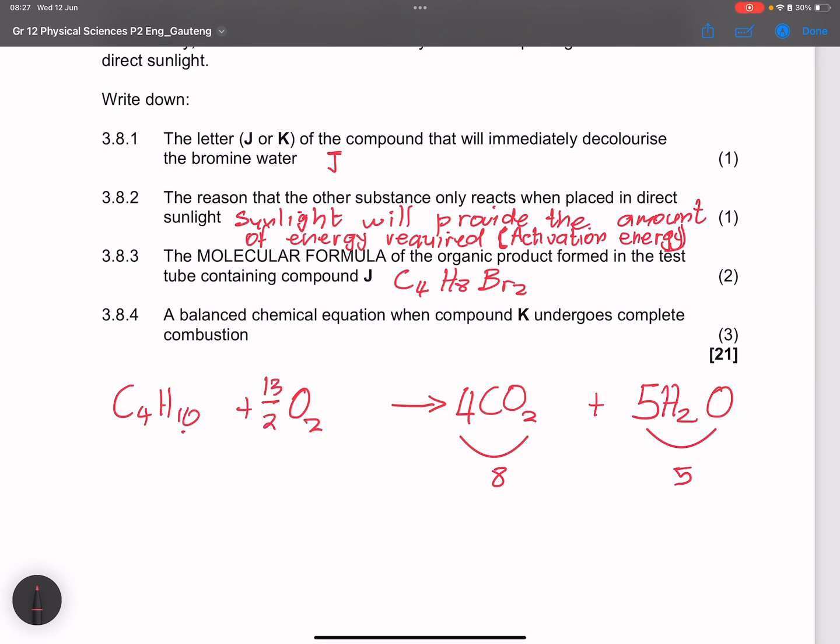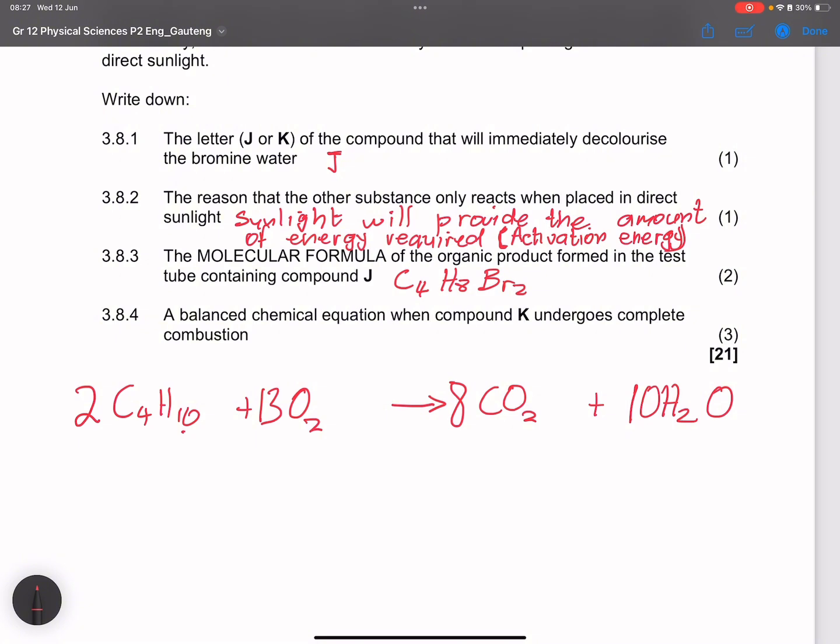But remember, we cannot have a fraction as our coefficient, so we're going to multiply everything by 2. So that would be 2 times 1, which would be 2 there. 13 over 2 times 2 gives me 13. 4 times 2 gives me 8, and 5 times 2 gives me 10. So that is what we will have, ladies and gents, in terms of our balanced equation.